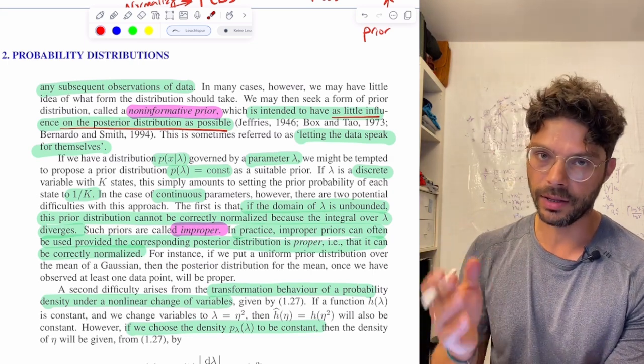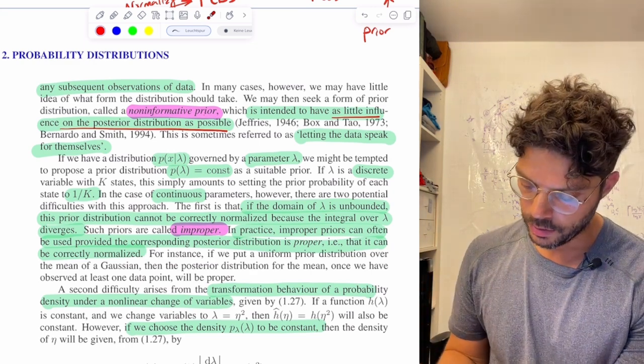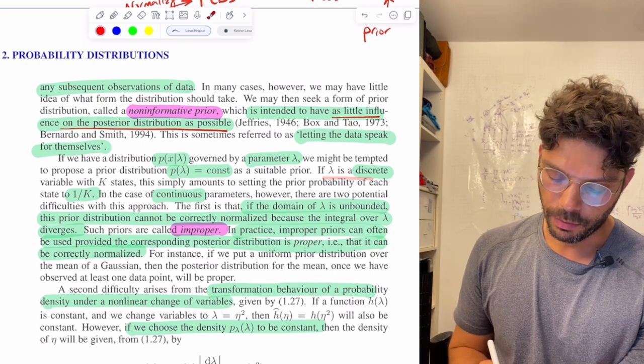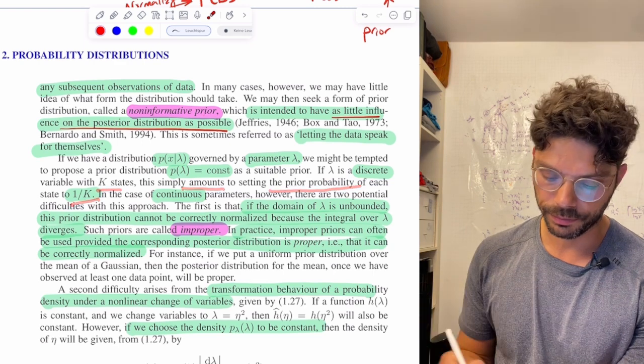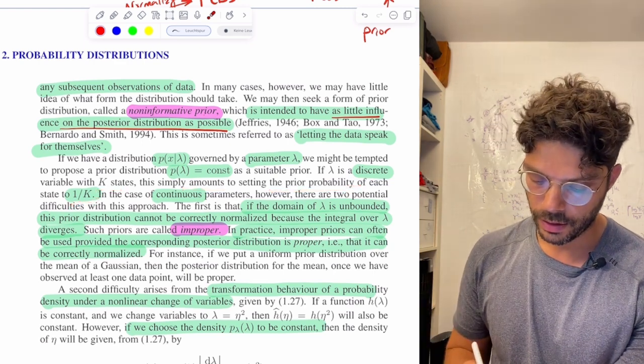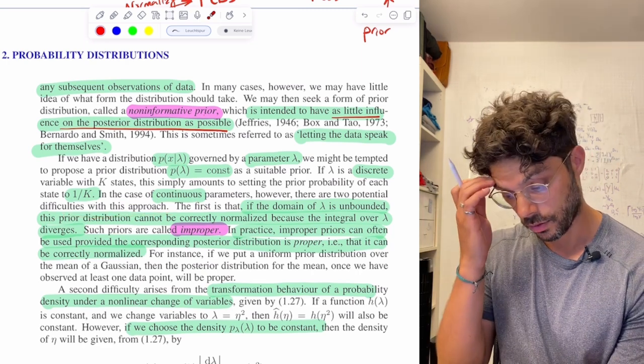And this is going to be okay in the discrete setting, but in the continuous setting, it's going to be a bit problematic. So if lambda is a discrete variable with k states, this simply amounts to setting the prior probability of each to 1 over k, right? Because they have to sum up to 1. In the case of continuous parameters, however, there are two potential difficulties with this approach.